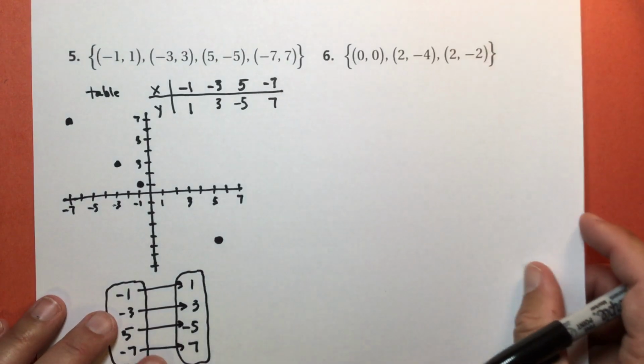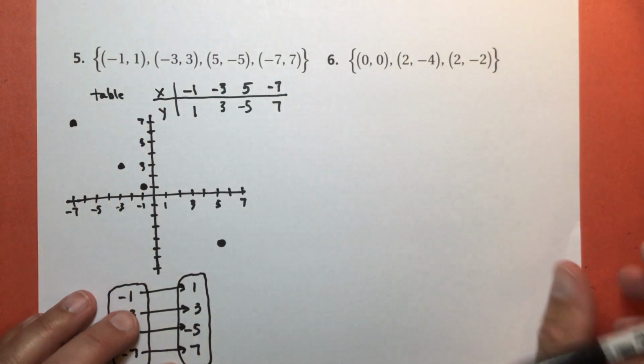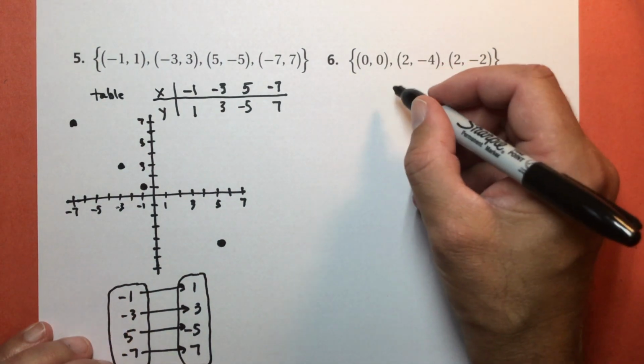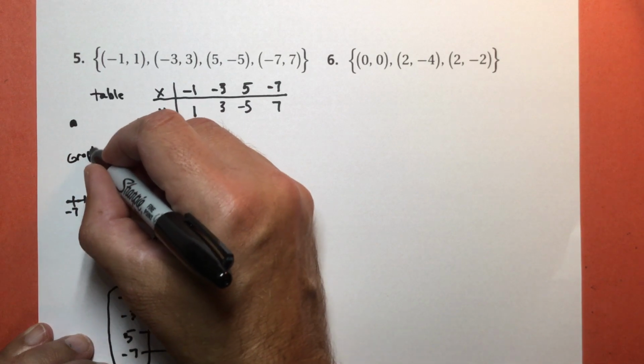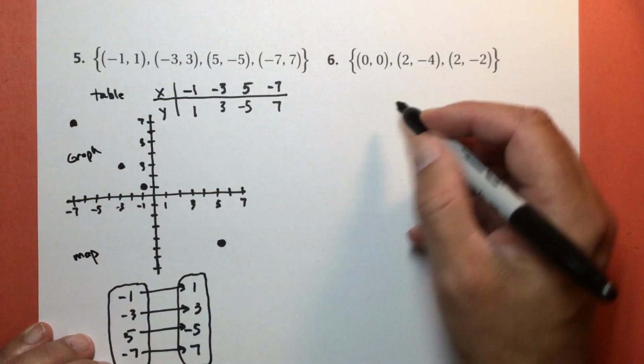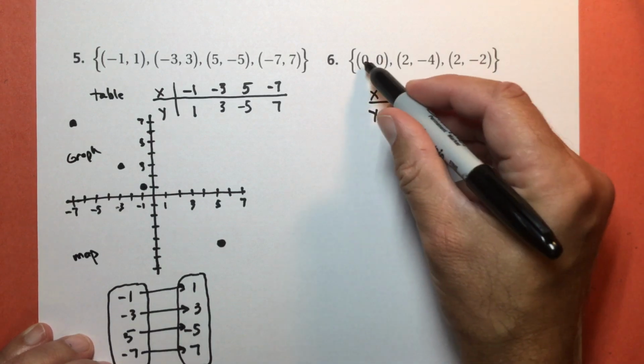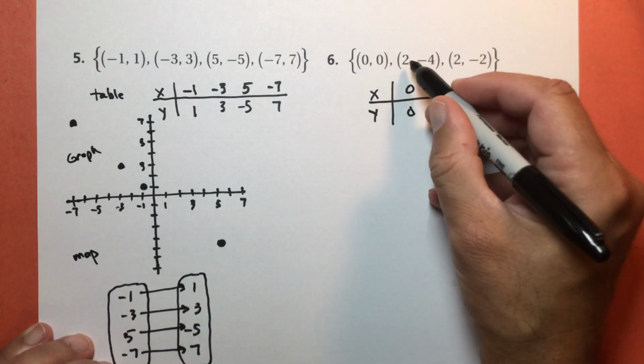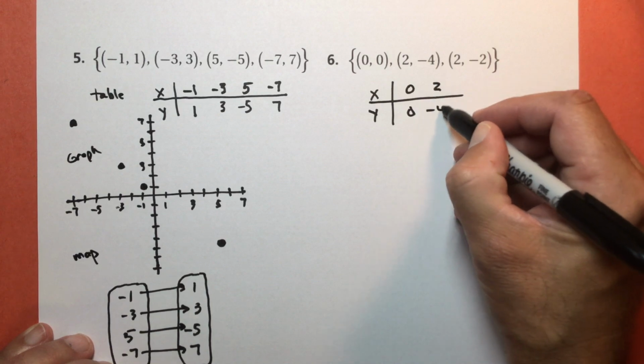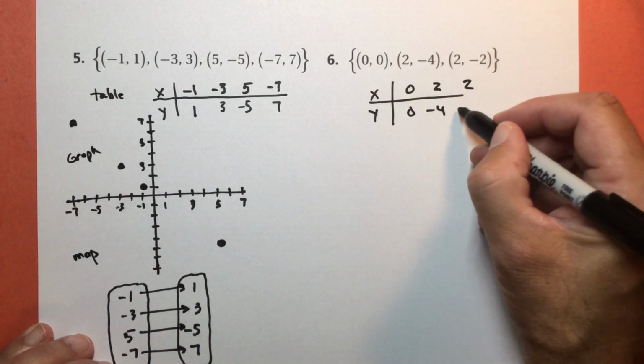All right, last problem in this section for this video. My table, should have wrote the word graph and map here. For my table, here's my x, here's my y. 0 gives 0, 2 gives -4, and 2 also gives -2.